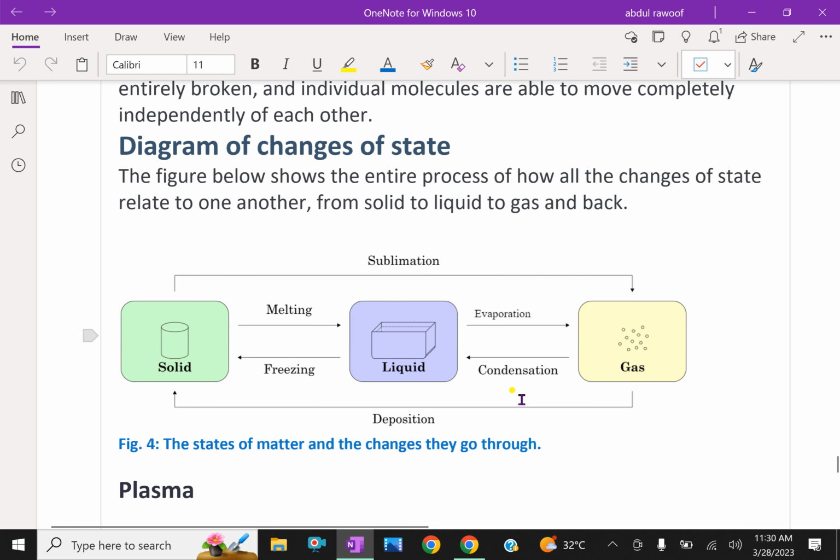Here, look at this diagram, a good example for change of matter. Suppose here is liquid, solid is here, melting, it becomes liquid, and evaporation, it becomes gas, and coming back, gas to solid is deposition, and here gas to liquid is condensation, liquid to solid is freezing, and solid to gas directly is sublimation.